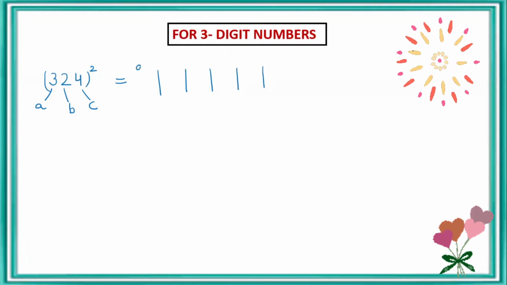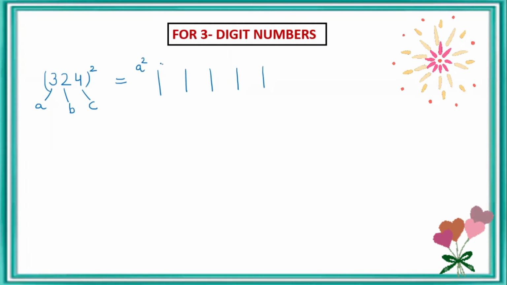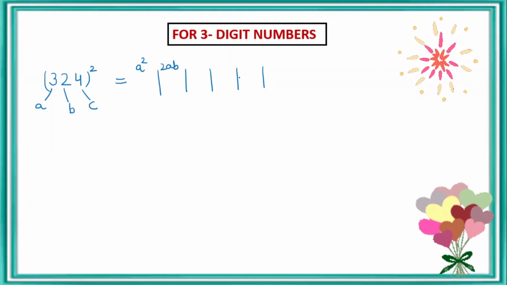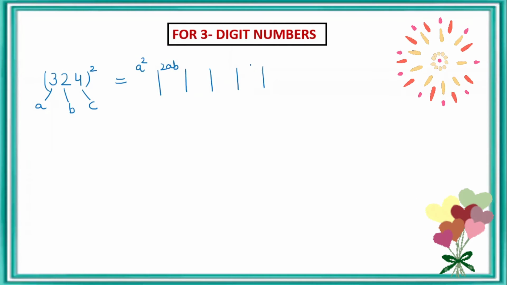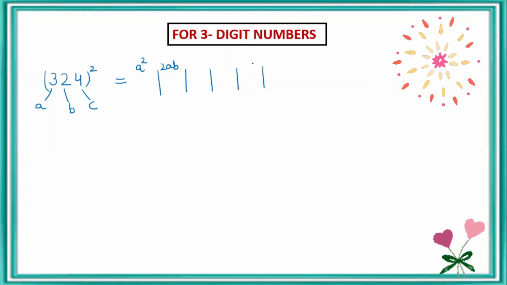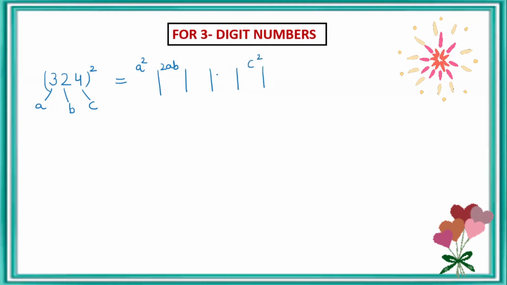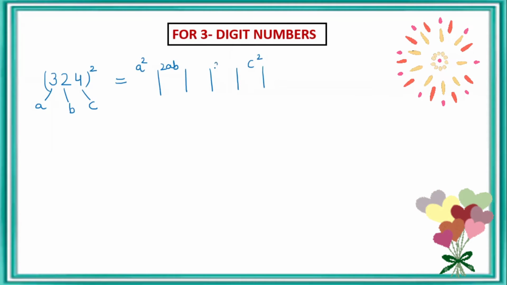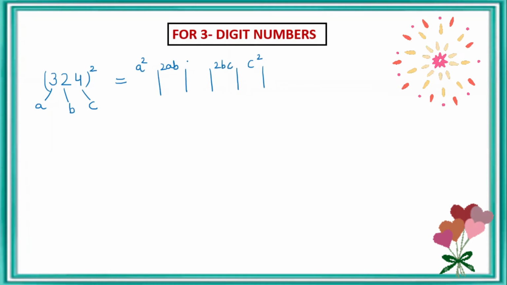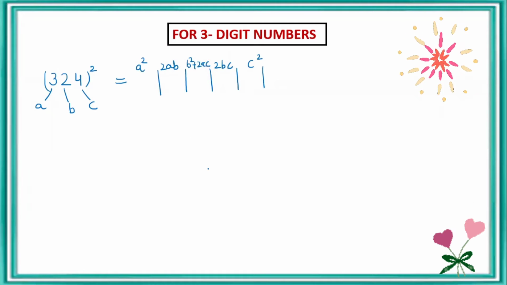This side you write A square, 2AB, and this side, the last group, the fifth group, you make it as your C square. In this side, you write 2 times BC, and in the middle, you write B square plus 2AC.